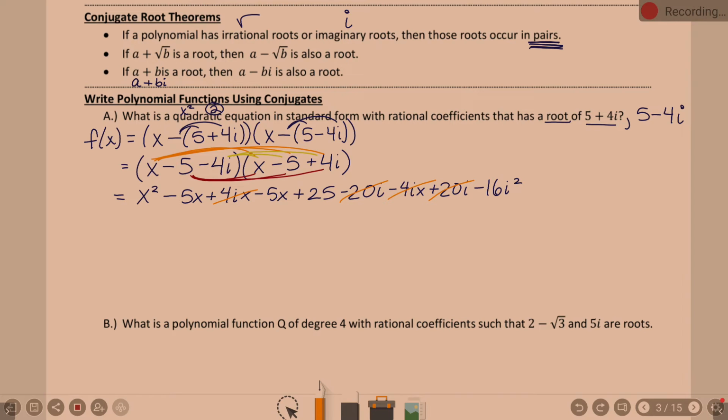Yeah, negative 16i squared. There's no plus 16i squared to cancel with it, but what do you guys remember about i squared? i squared is negative 1, right? And a negative 16 times a negative 1 is going to become instead a plus 16. Does that sound familiar?